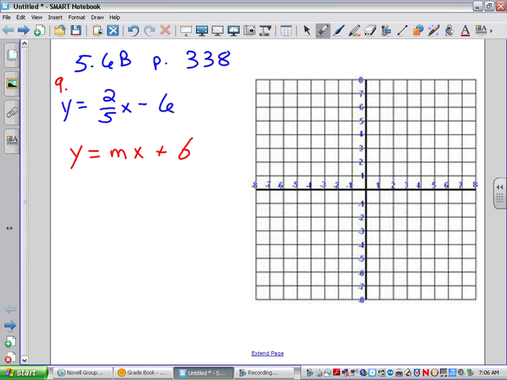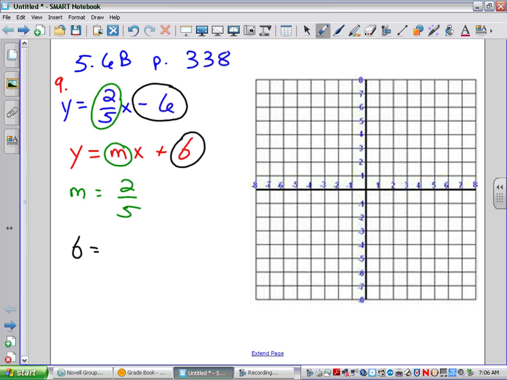It's already y equals 2/5 x minus 6. So you can tell that in place of the m, which is in front of the x, is this 2/5. So I'm going to write m is 2/5. That's my slope. In place of this b location, is this not a 6, but a negative 6. So my y-intercept is negative 6.